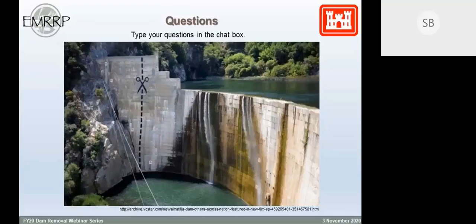That's a very good question, Larry. There has been some research on that, but not a lot. I think it's an area where we need additional research. We're trying to start a new work unit where we look at releases from reservoirs and turbidity impacts from those. So hopefully we'll learn more about that in some upcoming research.